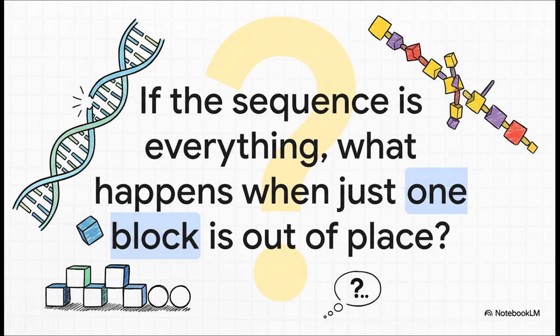And this leads us to one final, really critical question. If this sequence is so important, what happens when there's a typo? What are the consequences when just one tiny building block is out of place?